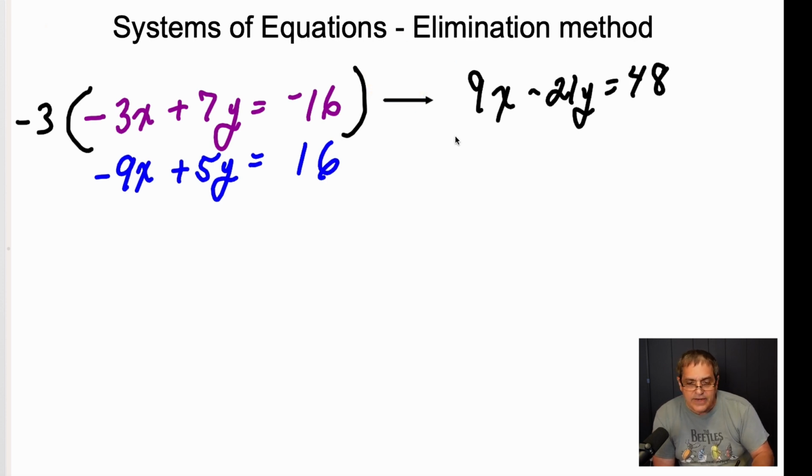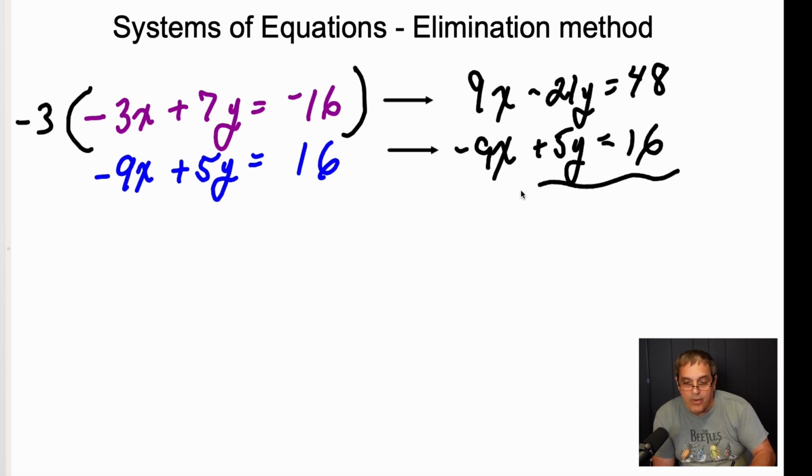Okay, all right. So the bottom equation, nothing changed from that. So I'm just going to rewrite it as it is. Negative 9x plus 5y is equal to 16. Okay? All right. So now my x's eliminate.